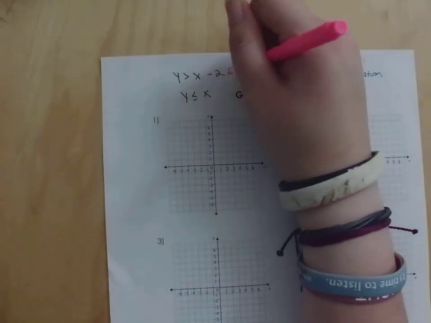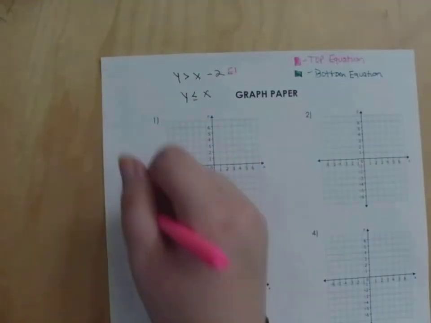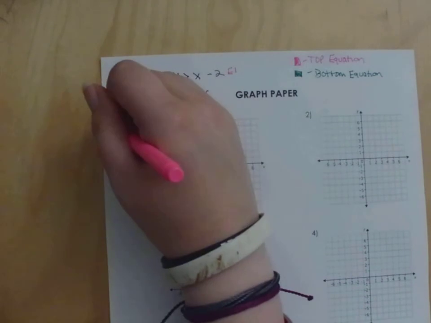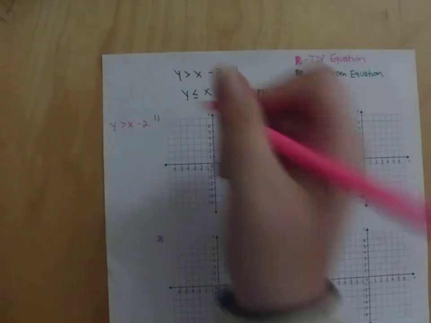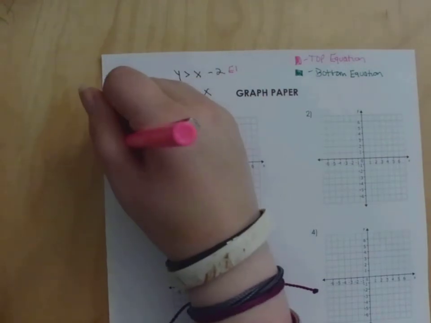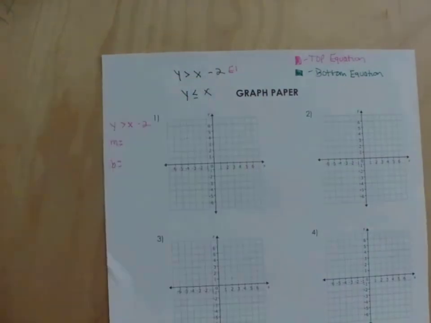I'm going to take my top equation here and do all my work for it over here on the left side. So y is greater than x minus 2. We want to first figure out what m and b are.